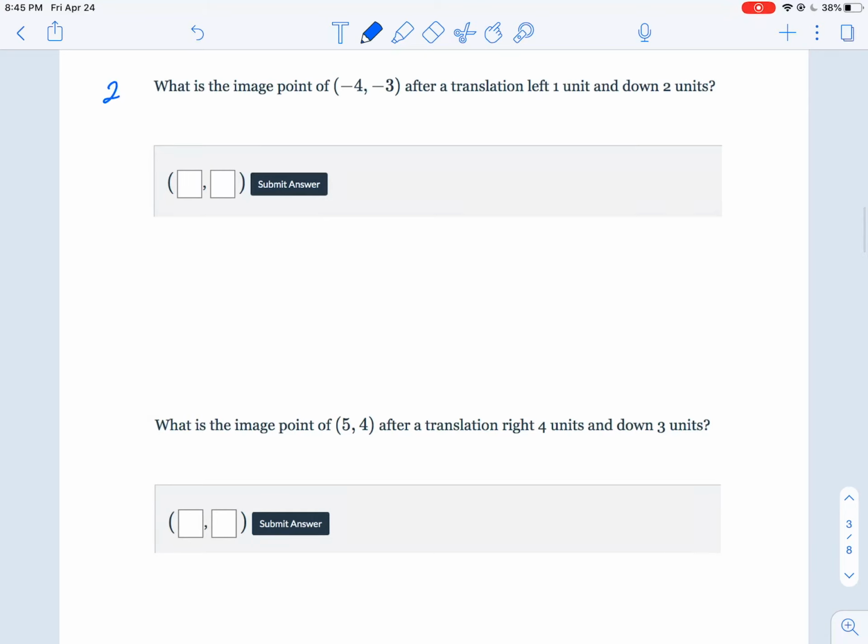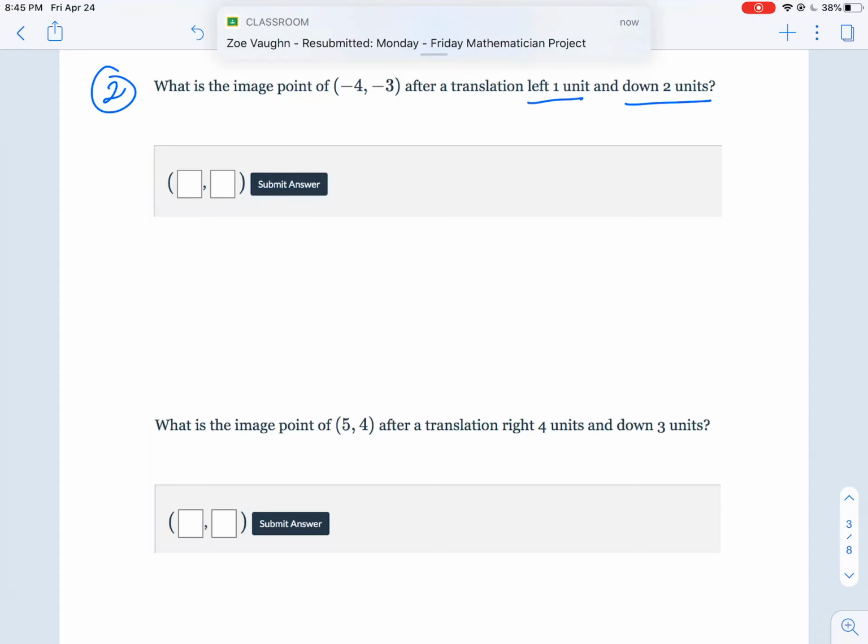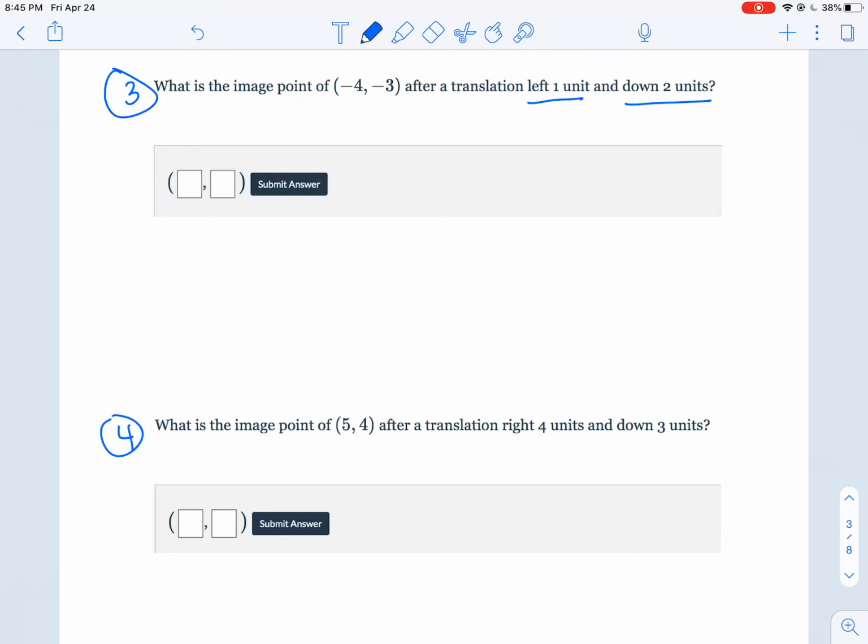If we go into the second section, it says, what is the image point of -4, -3 after a translation left 1 unit and down 2 units? So in order to do these next problems, and I'm actually going to label this was number 3, I'm sorry, and this was number 4.